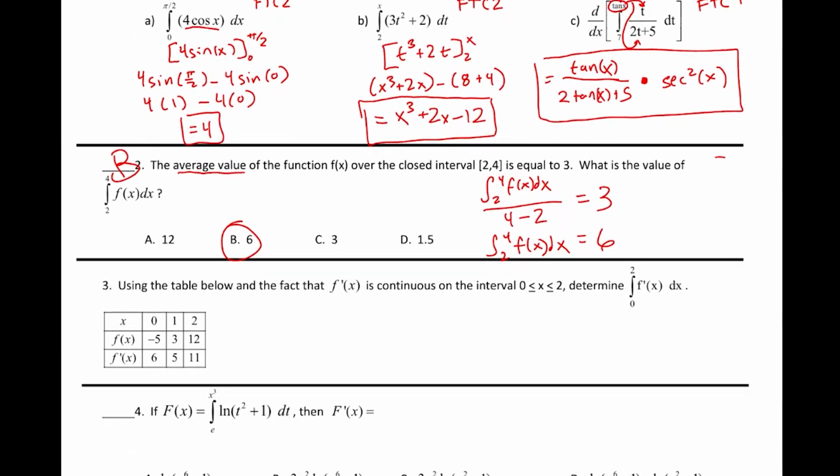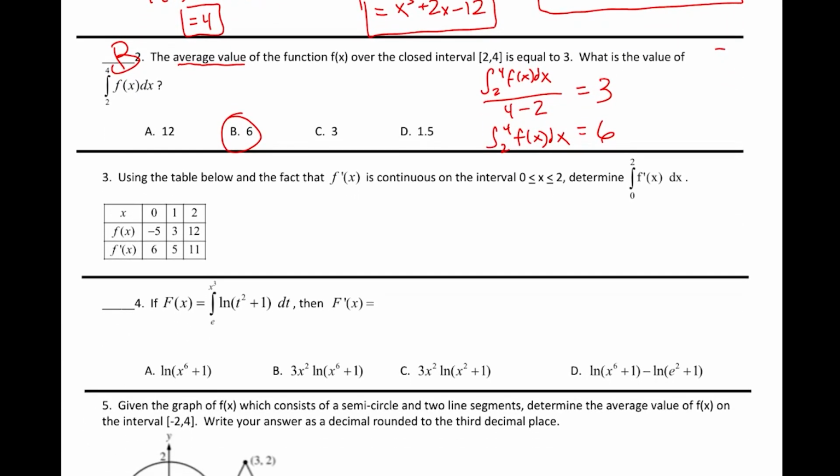Number 3 says, using the table below and the fact that f prime is continuous on the interval 0 to 2, determine the integral of f prime x dx. Okay, so here we are going to use the fundamental theorem. We're going to use that second part, FTC2. And let's rewrite this: the integral from 0 to 2 of f prime dx. That's going to equal the antiderivative of f prime, which is f of 2 minus f of 0.